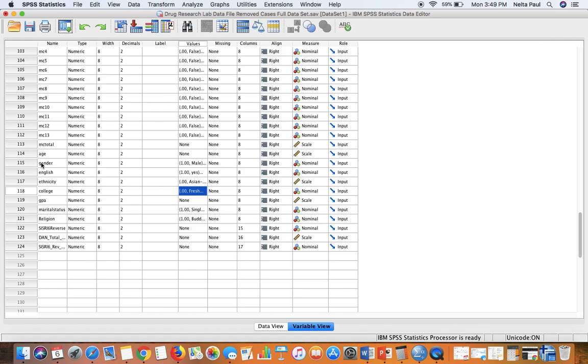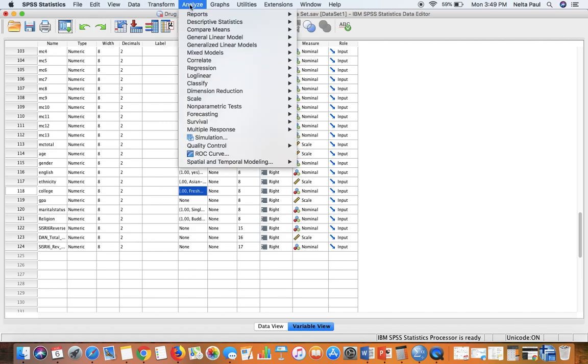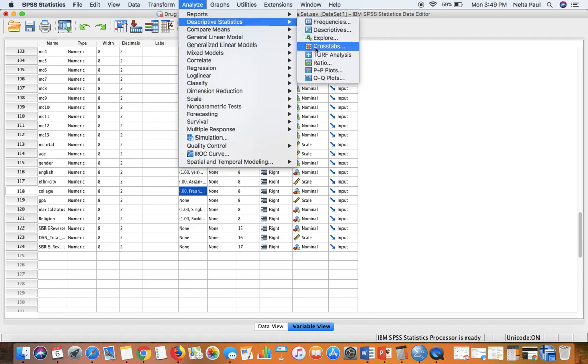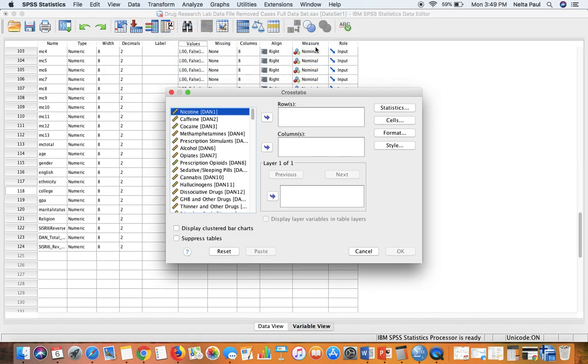Gee, I wonder if there's a relationship between gender and ethnicity. Now, no, gender and college status. I don't have a reason to pick those two, but what the heck. Let's do analyze, descriptives, crosstabs. Now it's interesting. I said we're doing a chi-square, but here I am talking to you about crosstabs. Well, in the crosstabs, you can find the chi-square.